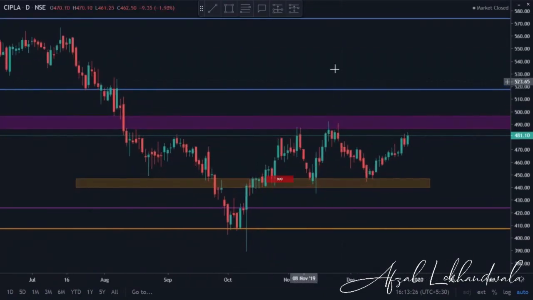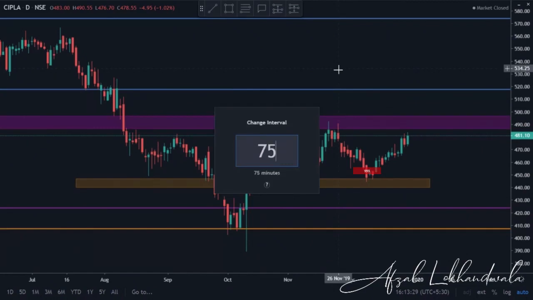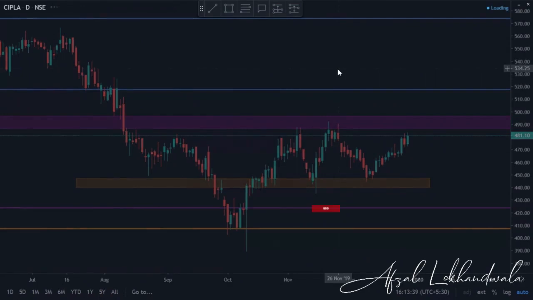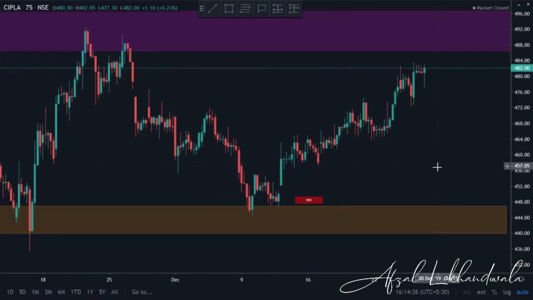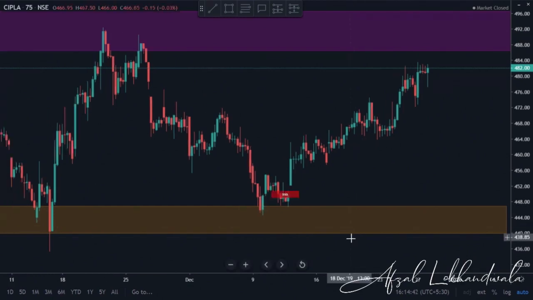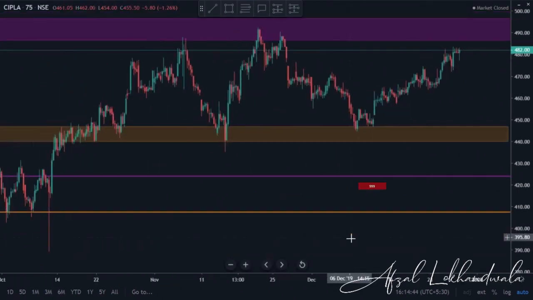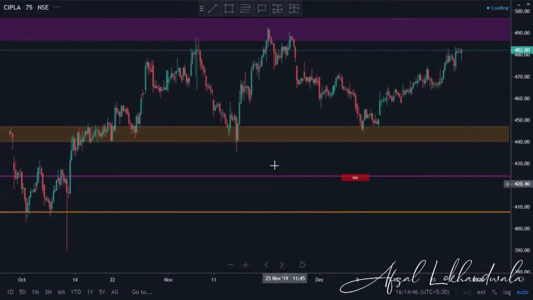Now let us move to the 75 minutes. If you are using the free version, you can obviously go to the 60 minutes instead of the 75 minutes. Now let us see if there is any room for polishing the daily area. Let me zoom out a little bit. So the daily area appears fine.